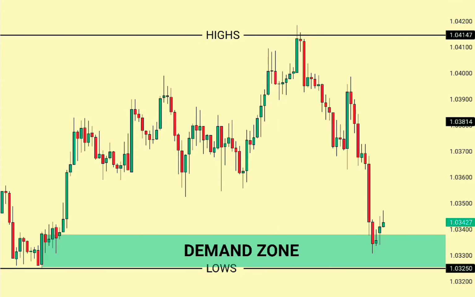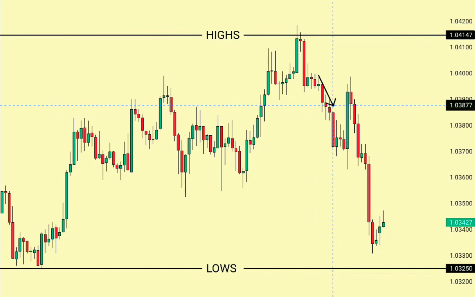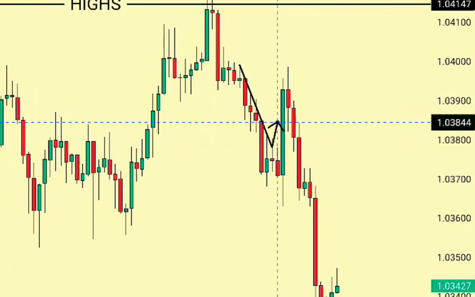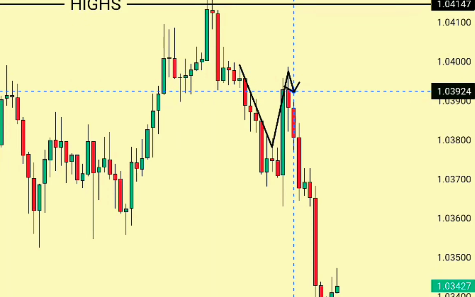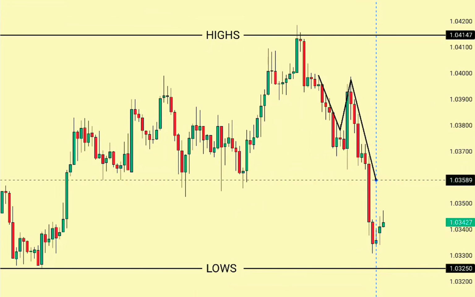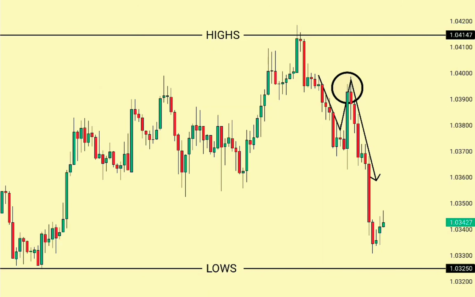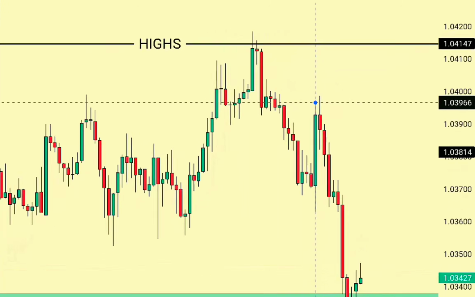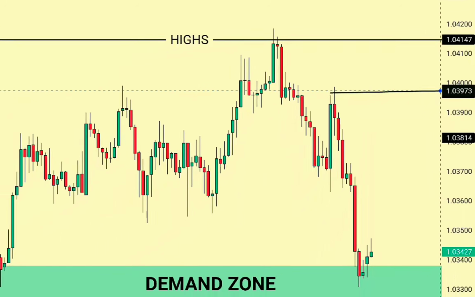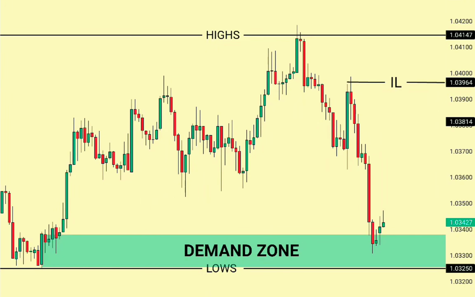Now let's understand how internal liquidity is formed. Watch the price carefully. First, the market moves lower. After that, it creates a small move upward, but buyers are not strong enough to continue the move. So the market starts moving lower again. This point, where the market starts moving lower after that small upward pullback, is called internal liquidity. Now let's mark it on the chart. This is our internal liquidity. It forms inside the bullish move, between the main highs and lows we marked earlier. That's why it's called internal liquidity.